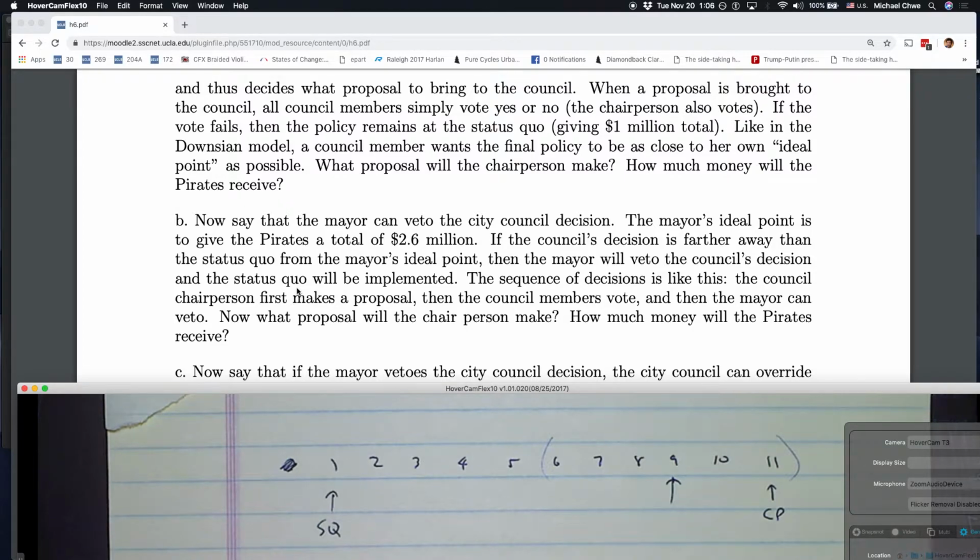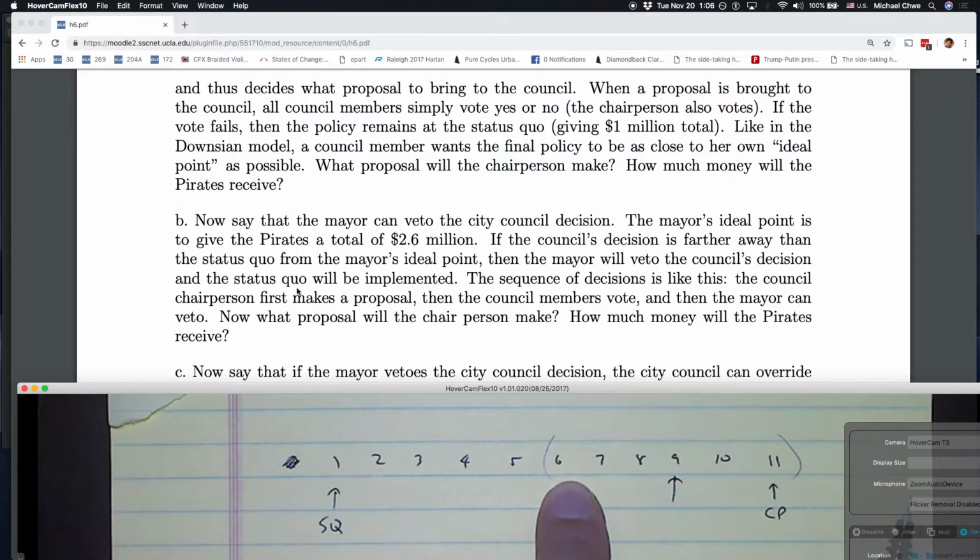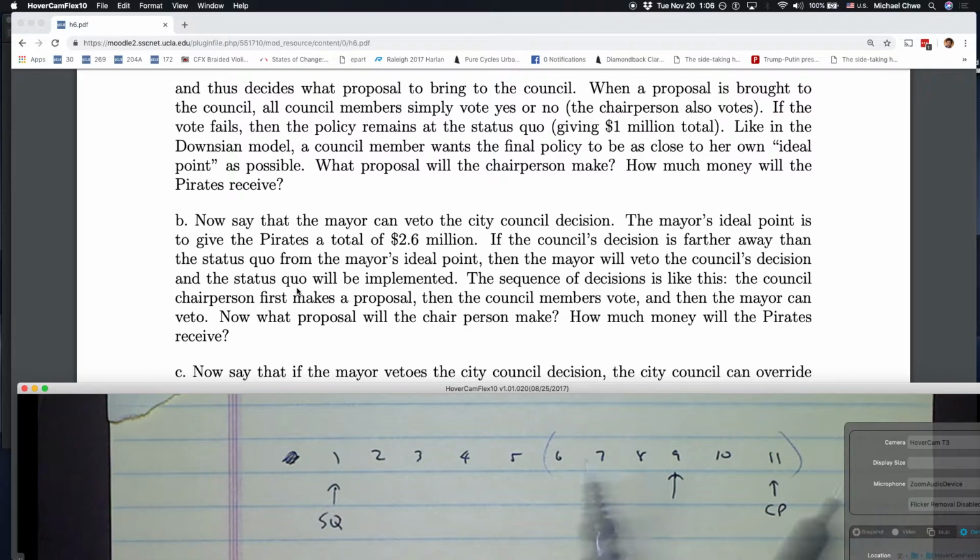How about 8? It's worse, yeah. And you can't go to 10 because then you won't get a majority. Okay, the chairperson could propose 8, 7, and 6. That will get even more votes, right? But that's farther away for the chairperson, right? The chairperson wants to move in this way. How about 10?